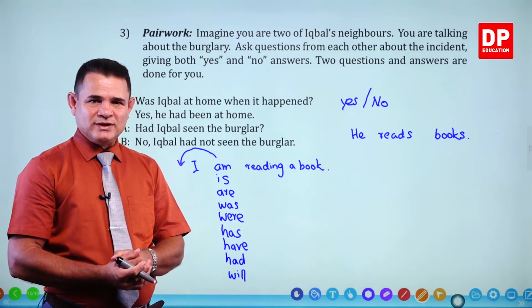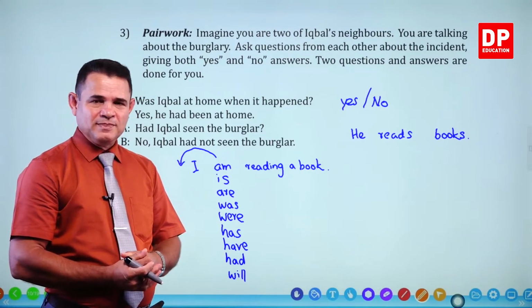Then what you have to do is look at the verb.